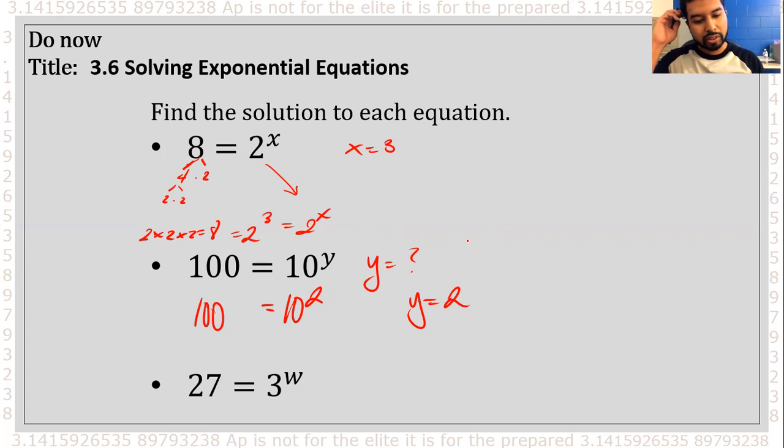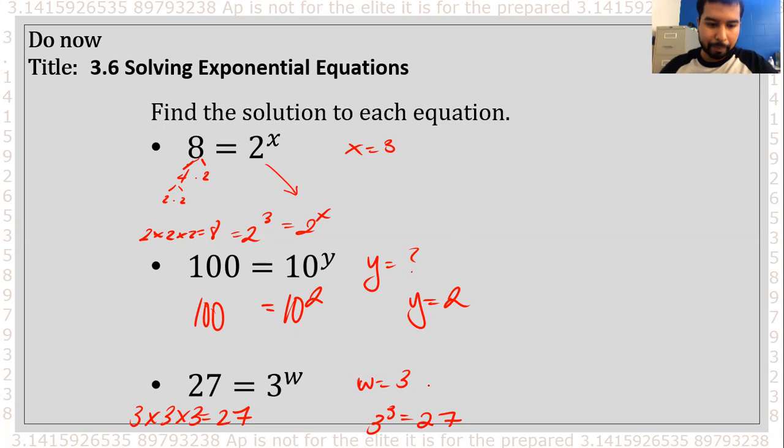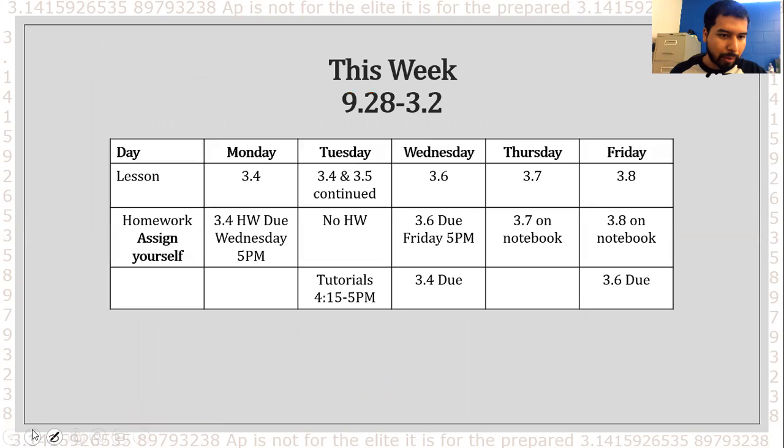Okay, let's go ahead and try the next one. 27 equals 3 to the w. So what would that w be? Well, right here we can see that w should be 3 because 3 times 3 is 9 and 9 times 3 is 27. So my w in this case is 3. So 3 to the third is 27. Okay, so hopefully that was not that bad. Let's go ahead and try a couple more examples.